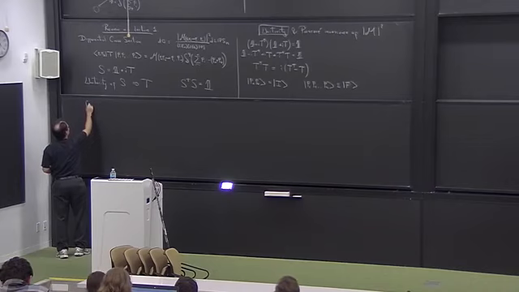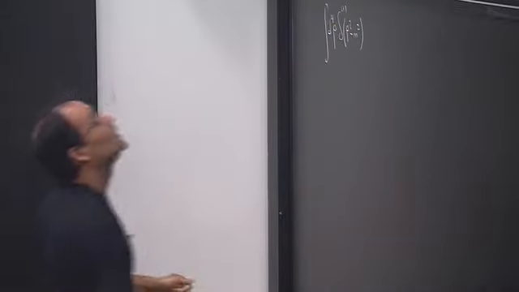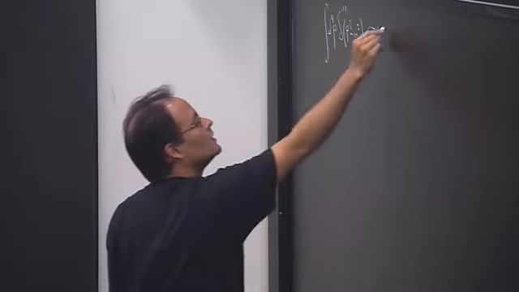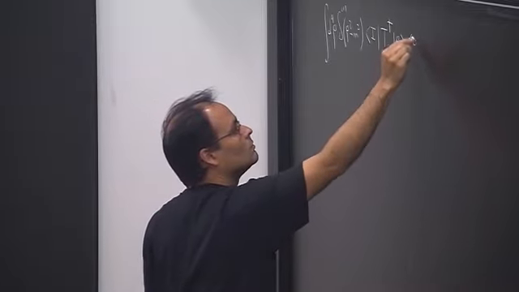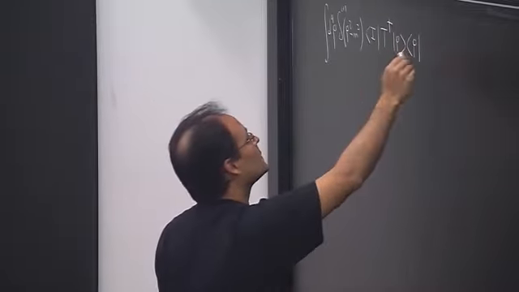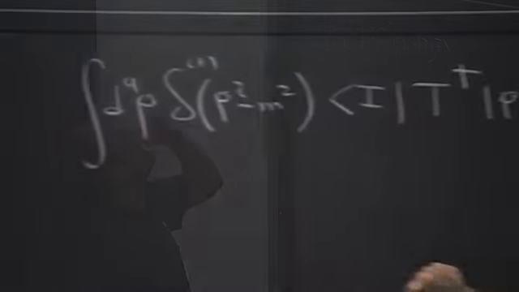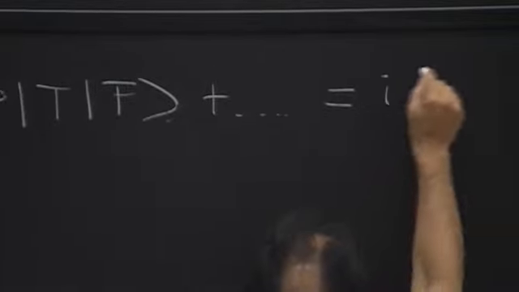So let's use the first term, okay? So what does the first term tell us? Well, it tells us the following. We have integral d4p delta plus p squared minus m squared of this, and we have t final. Okay. As I said, plus other terms has to be equal to.